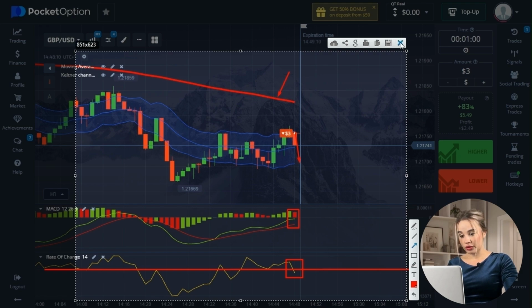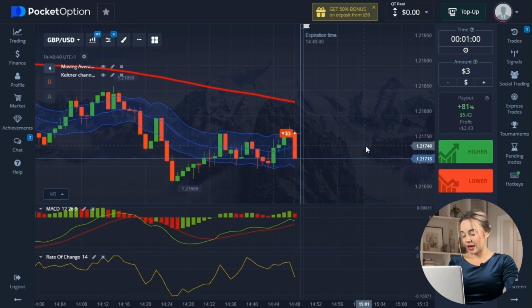So I've opened a trade from the upper boundary of the Keltner channel because there are no signs of a breakthrough, but a lot of potential for a decrease.